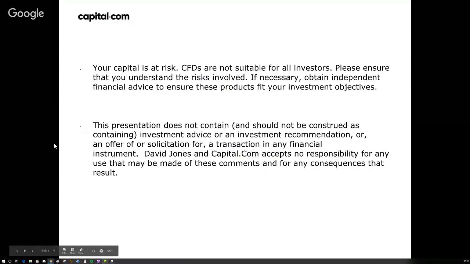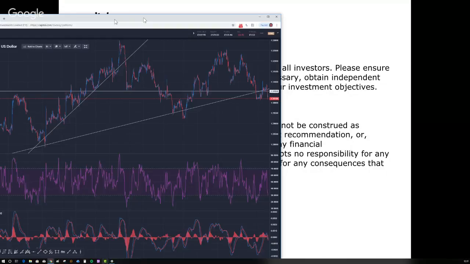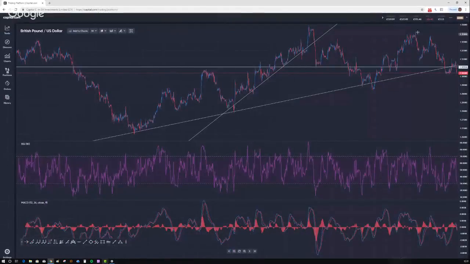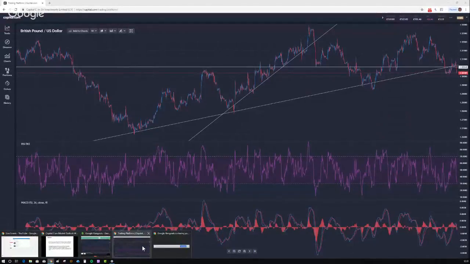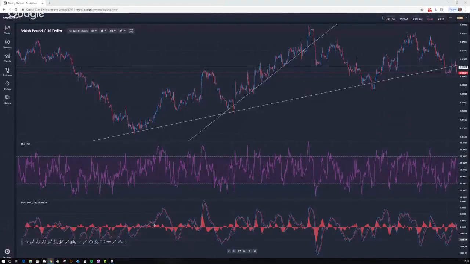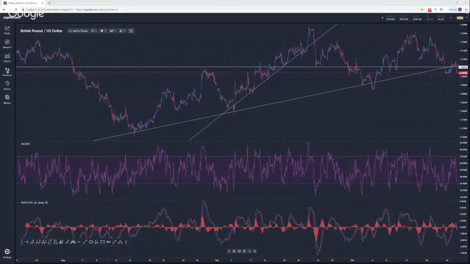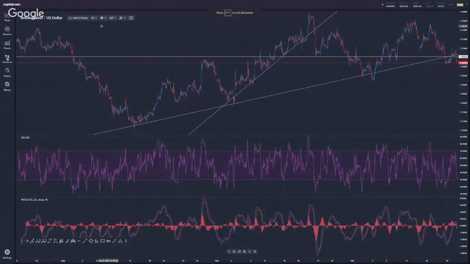So I think that risk warning has been up for long enough. So let me just drag the trading platform over and just sort that out. Let me get rid of some of this stuff so I can do it full screen. Okay. Let's start off with pound US dollar.